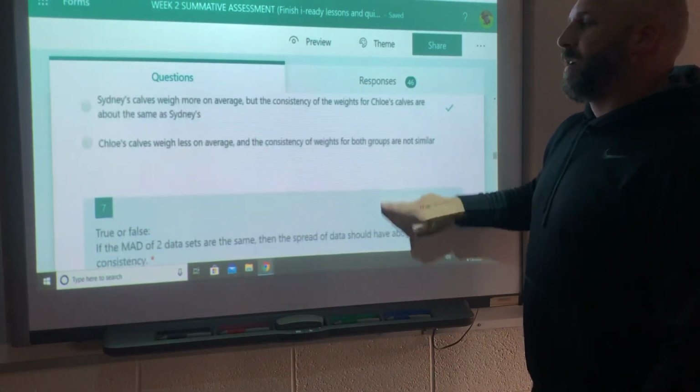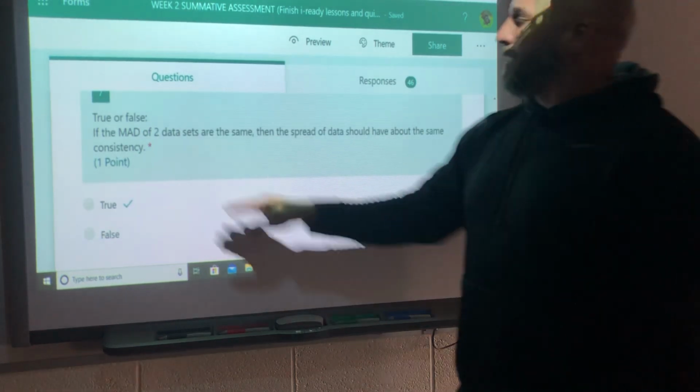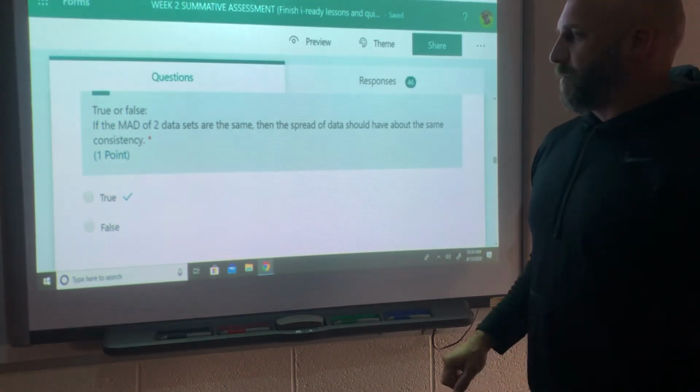All right, number 7. True or false, if the MAD, or the mean absolute deviation, of 2 data sets are the same, then the spread of data should have about the same consistency.